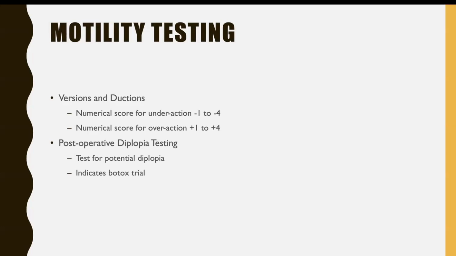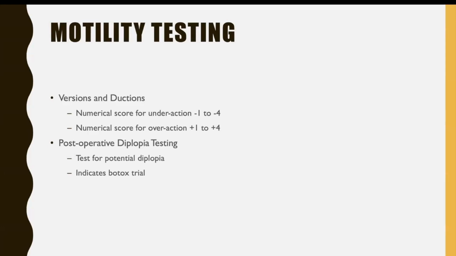And importantly, what can be useful here is post-operative diplopia testing. So you can essentially test for potential diplopia by putting a prism above the eye to try and make up for what surgery you're going to do. So you can put a 20 or a 30 or a 45 prism over the eye and see whether or not the patient then develops diplopia by moving the eye in a specific direction to mimic the surgery that you're going to do. And if they do develop diplopia, then you're a bit worried that surgery may not be the best idea for the patient.